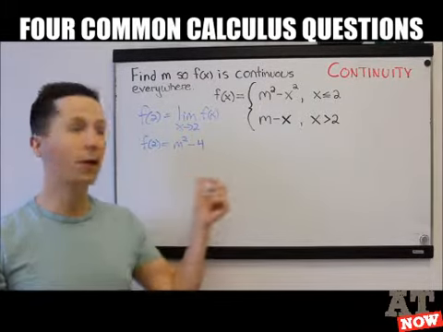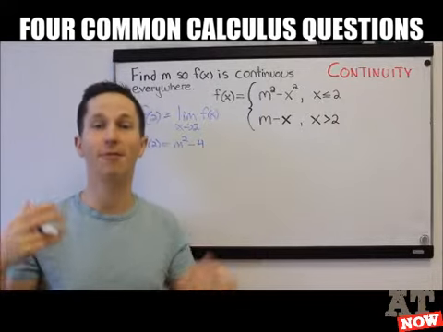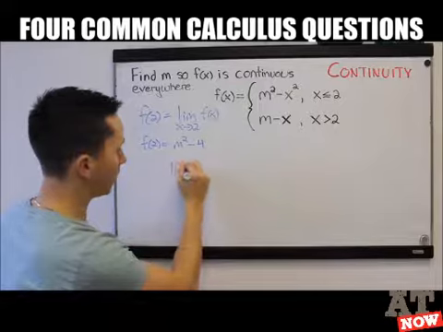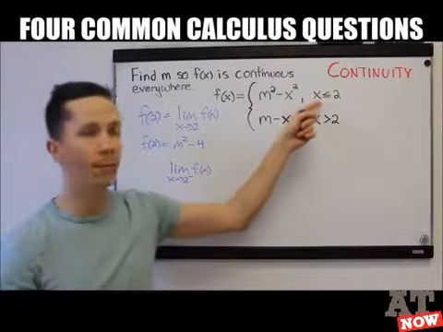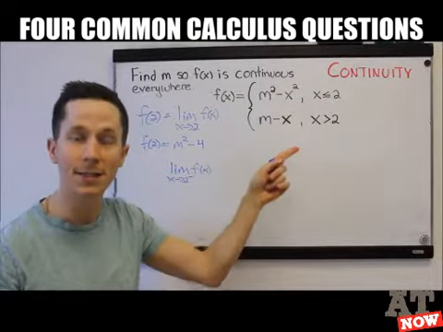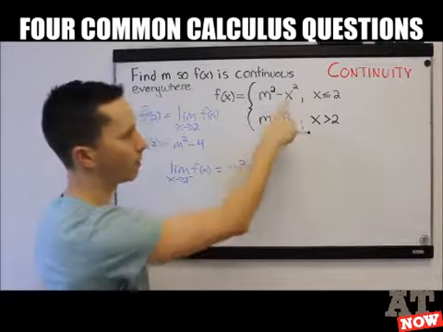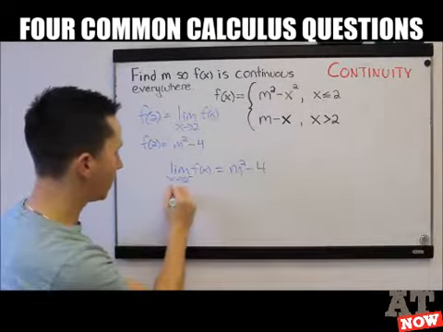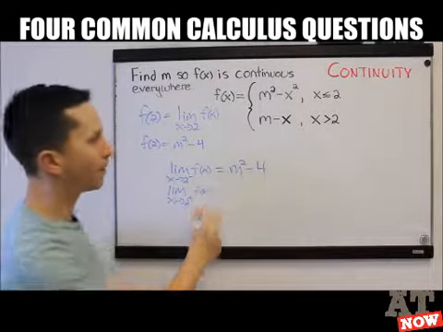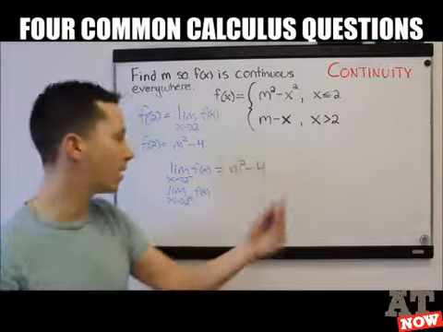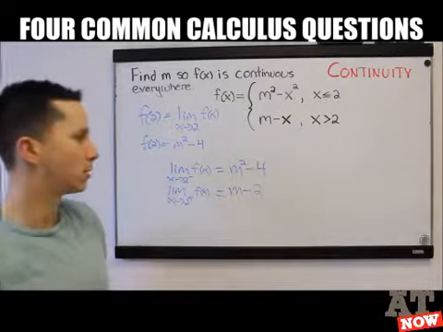That's great. Now we've got to show that the limit exists, and to do that we have to show it equals the same from the left and from the right. So the limit as x approaches 2 from the left of f of x, I'm going to use the top equation again because that's where x is less than 2. This equals m squared minus 4, because I'm plugging 2 in for x. And the limit as x approaches 2 from the right of f of x, I'm going to use the bottom equation because that's where x is greater than 2. That's going to be m minus 2 because I'm plugging in 2.